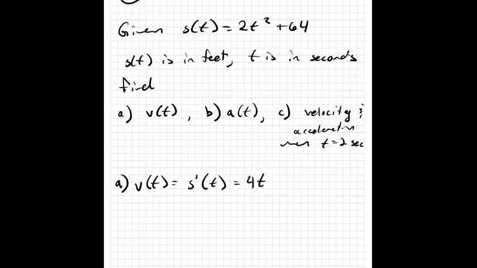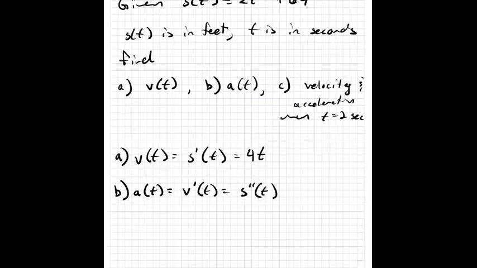Then for part B, the acceleration is going to be the derivative of the velocity function, which is going to be the second derivative of your position function. Long story short, that's just going to be 4 in this case. If it's feet, I just want you to be aware, the units here for velocity are feet per second, and the units here are going to be feet per second squared.